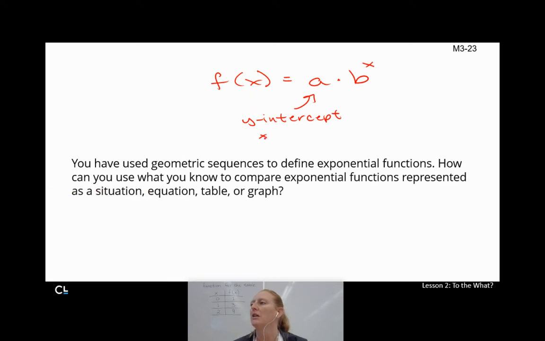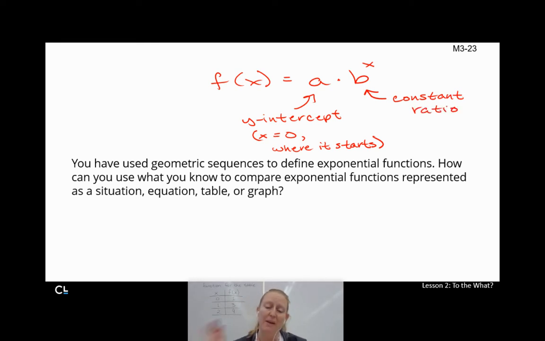So we're looking for where x equals 0, or maybe we're looking for where it starts, right? How much we have to begin with. Something along those lines is usually what we're looking for in a y-intercept. And of course, this is our constant ratio, right? Are we multiplying by 3? Are we multiplying by a half? What's happening every time? And if we have those two pieces, we can write the equation.